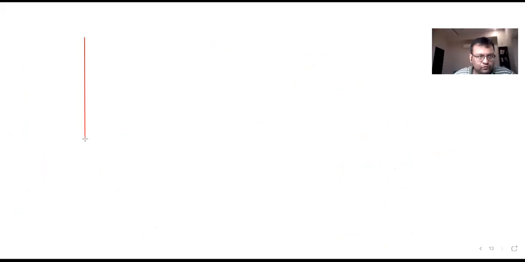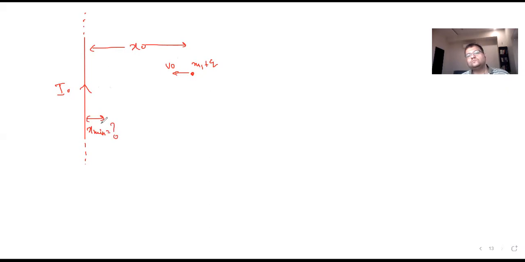If you assume an infinitely long wire having a current, and a charge of mass m plus q is given a velocity v naught from a distance x naught, then what will be the minimum distance of approach for the charged particle? ये वायर फिक्स्ड है या फिर बस रखा हुआ है? Wire fixed, fixed current wire, of course.